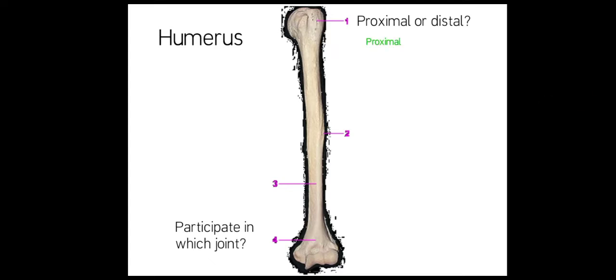This is the shaft of the humerus, the deltoid tuberosity that is bulging on the lateral side. Then there is the shaft of the humerus, and this one participates in making which joint? Elbow joint.